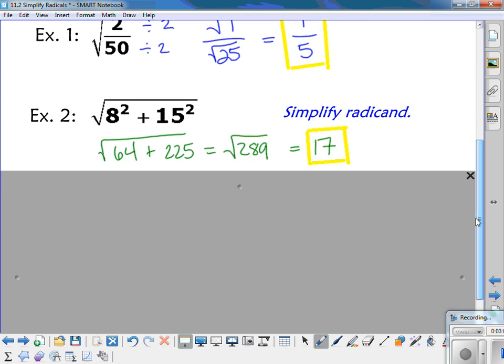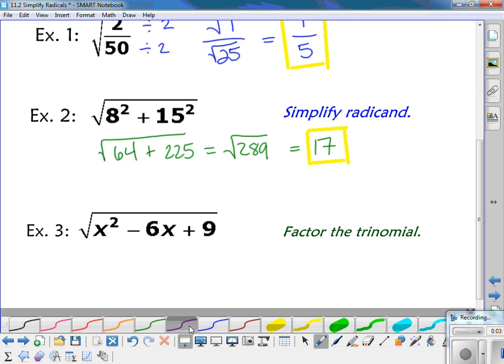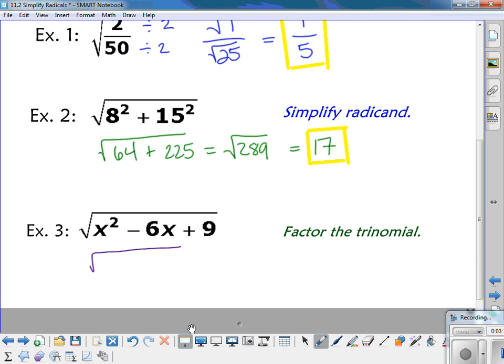You may run into a problem that has a polynomial. So what you need to do in this case is factor the trinomial. So x squared minus 6x plus 9 is x minus 3 times x minus 3. You can rewrite that, of course, as x minus 3 squared. And whenever you take the square root of something that's squared, what happens? It undoes it, right? They're opposite operations, so it would just equal x minus 3. Just like on our 5-a-day, right?